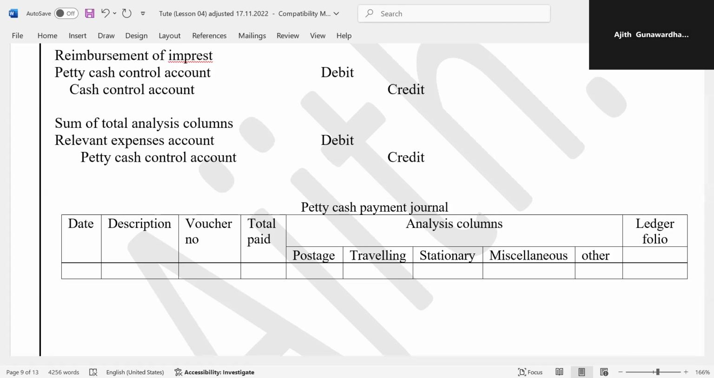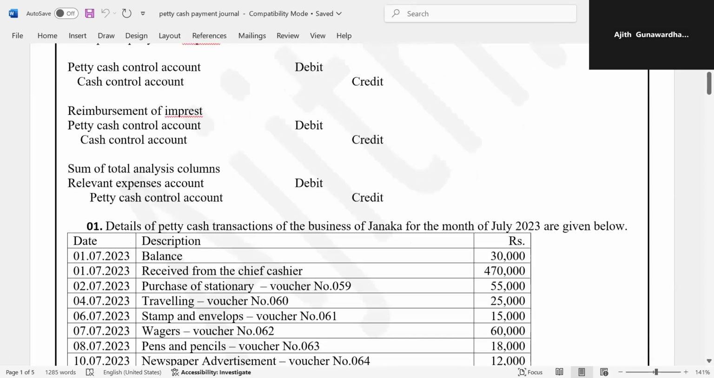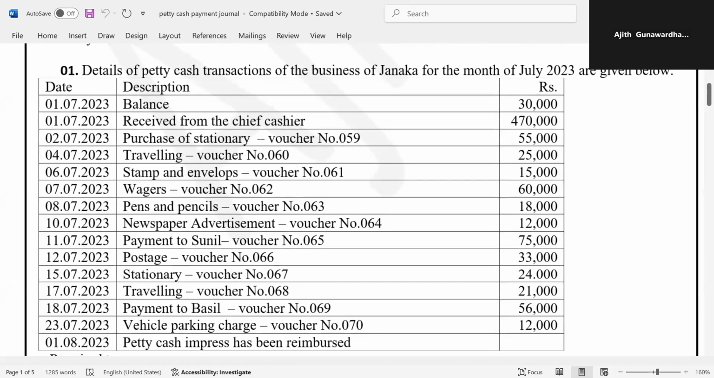Okay. For question number 1, first one you have to know how to prepare the format also. Question number 1. I have given a separate paper. Think about this example.